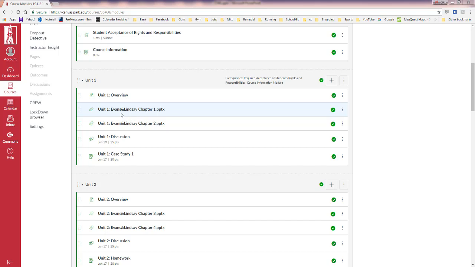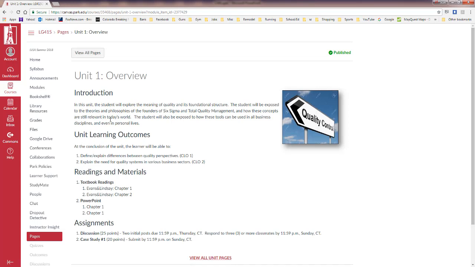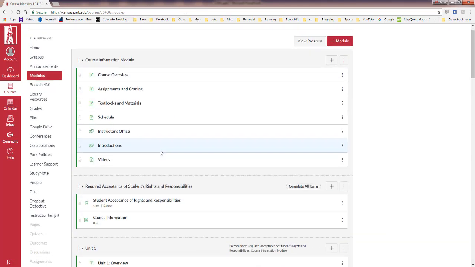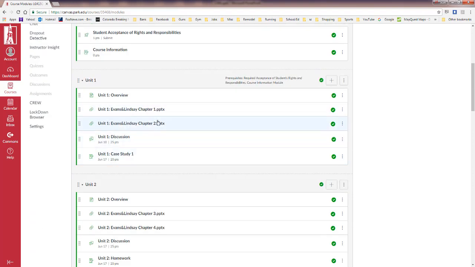If you've taken Canvas courses before with Park, then you know the outline of the units. Every unit has an overview, which basically outlines what you're supposed to be doing for the week. So please read this just to make sure you're keeping up to pace. Each unit will have the required PowerPoint presentations in there, and then you'll have the discussion, homework, and case study. All the assignments are down below. Okay, we're going to get to these in a minute.